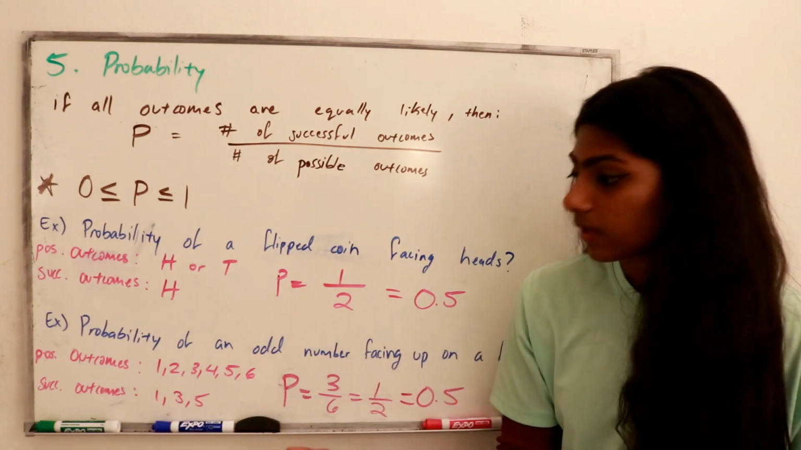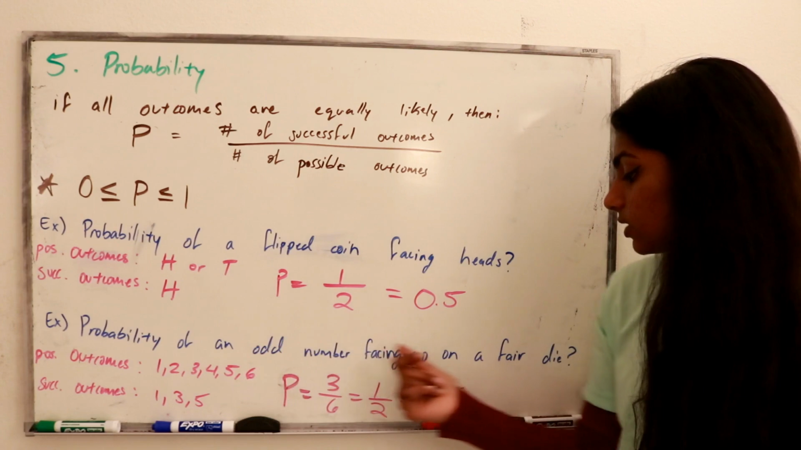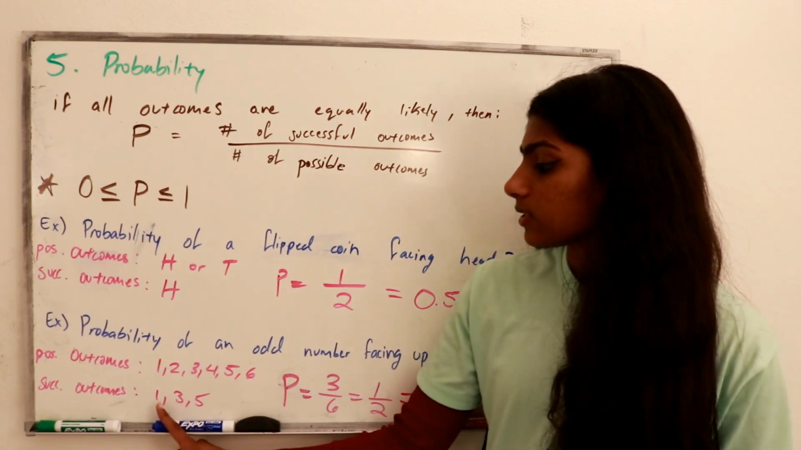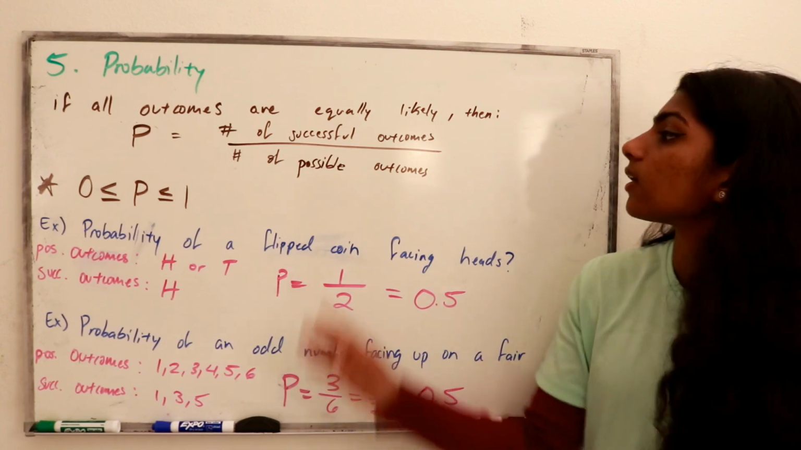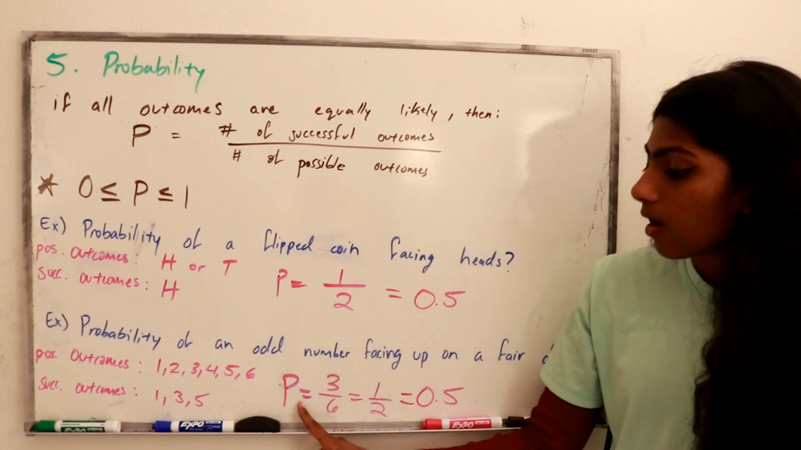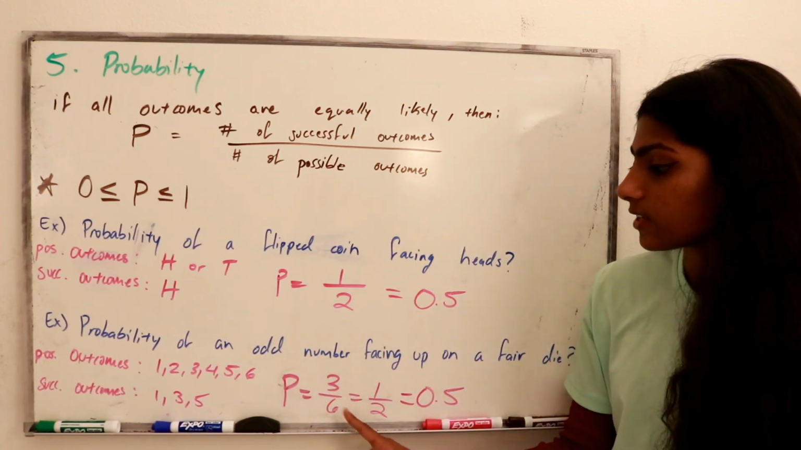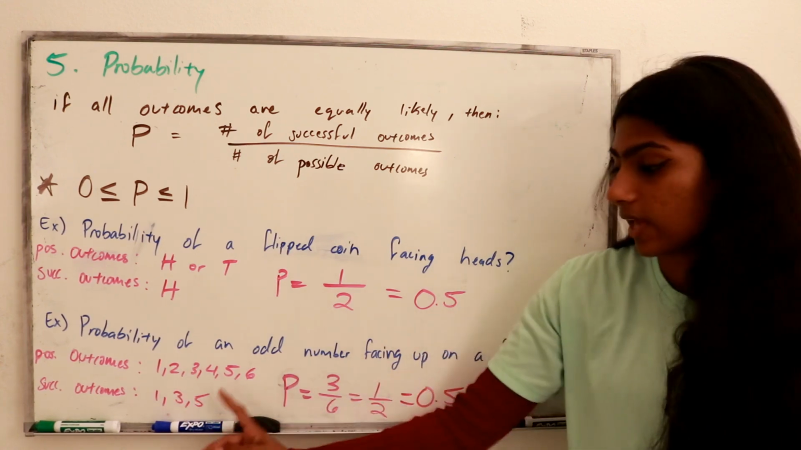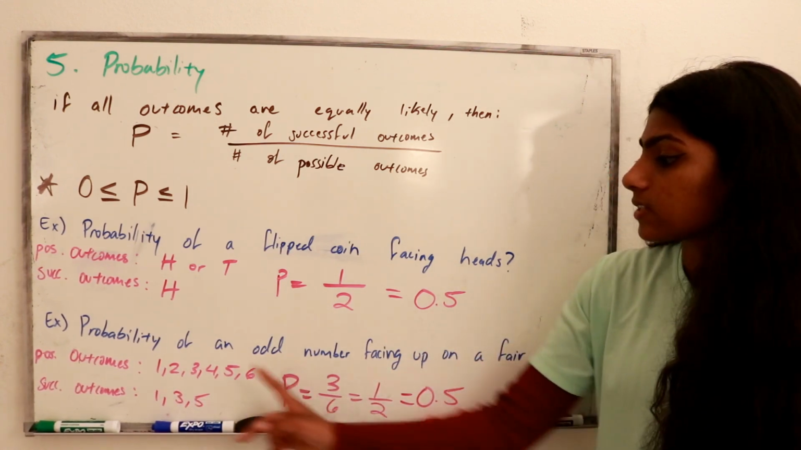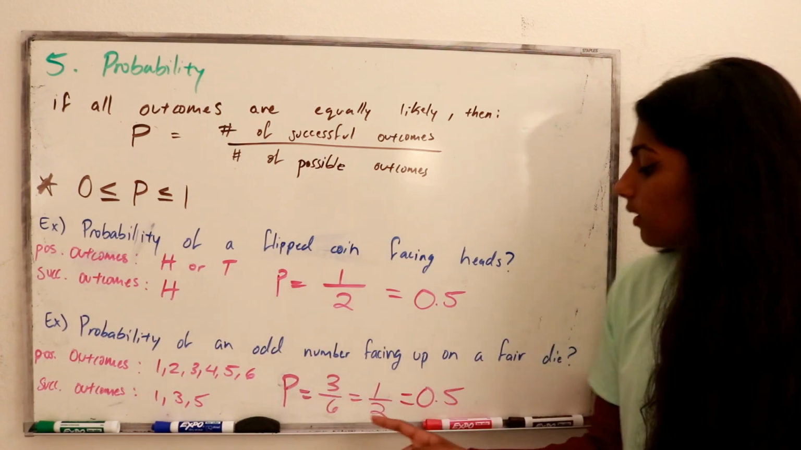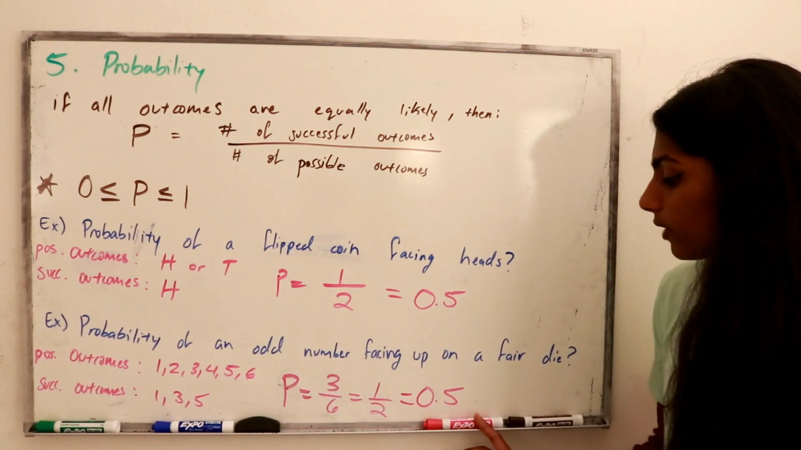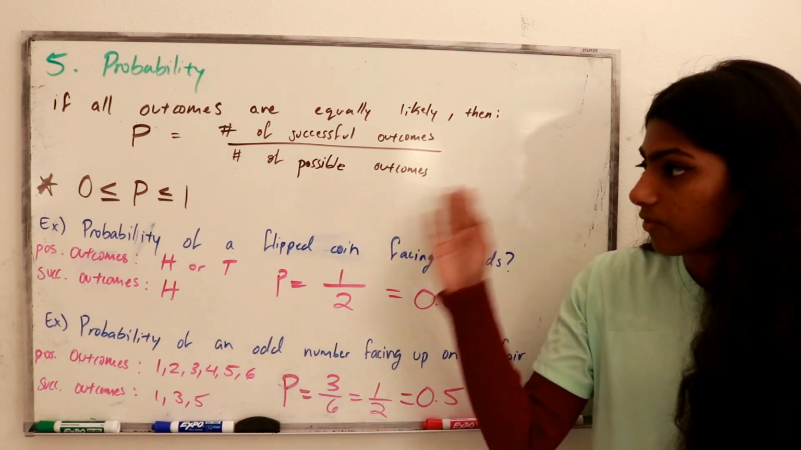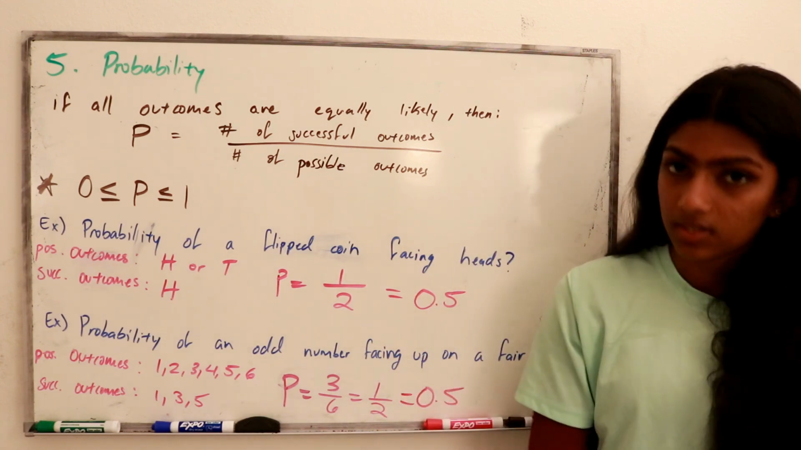And looking at the successful outcomes, or the outcome that we want, which is an odd number, we only want 1, 3, or 5. So, we're going to put this into our equation right here. So probability is going to equal 3 over 6, because we have 3 successful outcomes, or the outcomes that we want, over 6 possible outcomes that could happen. So 3 over 6, which simplifies to 1/2, which is equal to 0.5. And you can put probability as either a fraction or a decimal, as long as it's simplified.